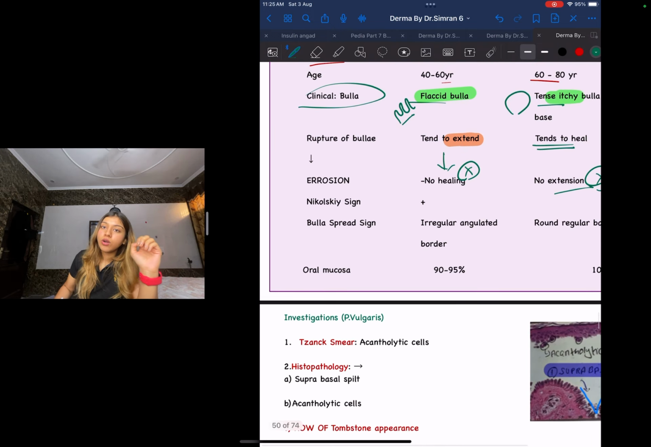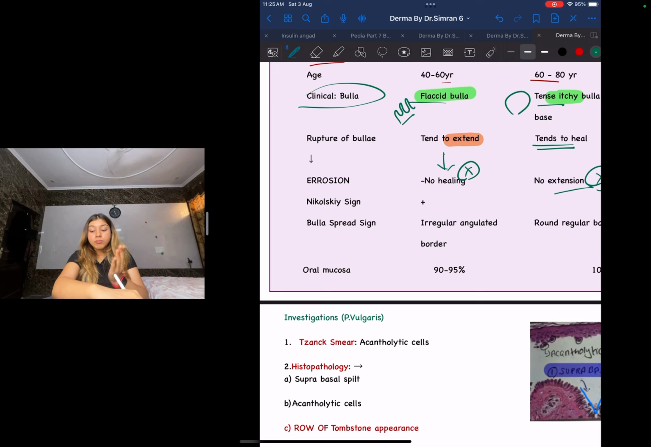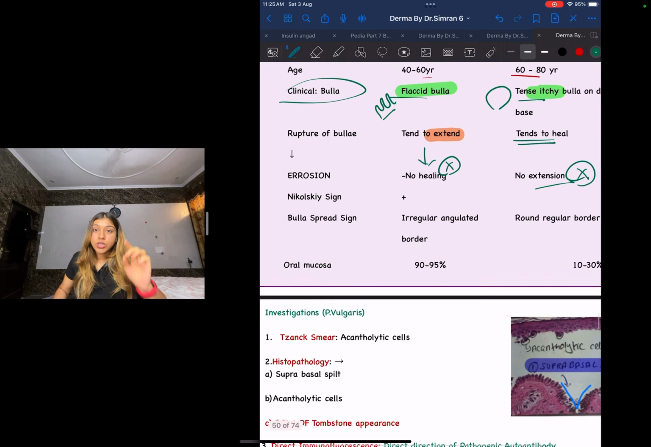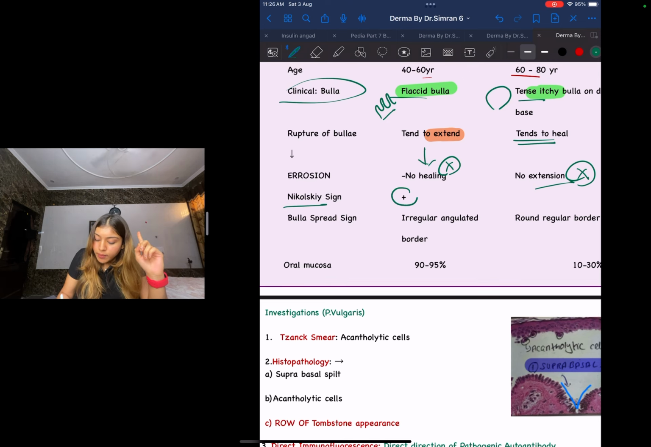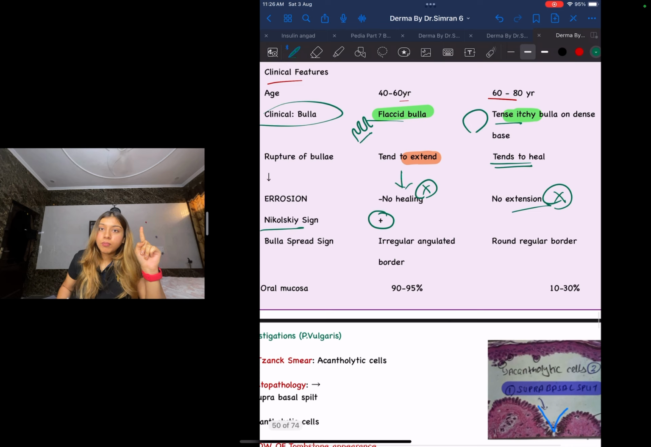I hope you remember what Nikolsky sign is. If I'm applying tangential pressure, the upper epidermis moves away from the lower level of skin. So that is your Nikolsky sign, on applying tangential pressure. It is going to be present in patients with pemphigus vulgaris, but it is going to be absent in patients with bullous pemphigoid.